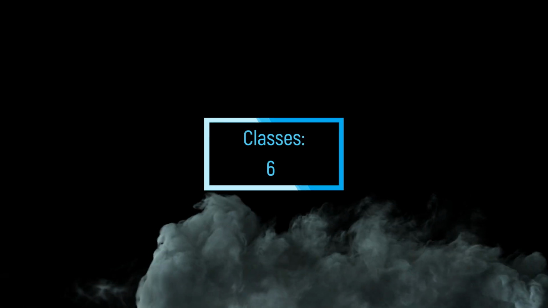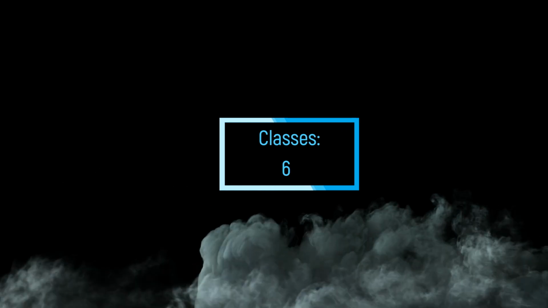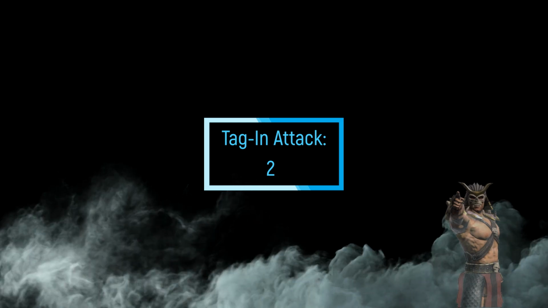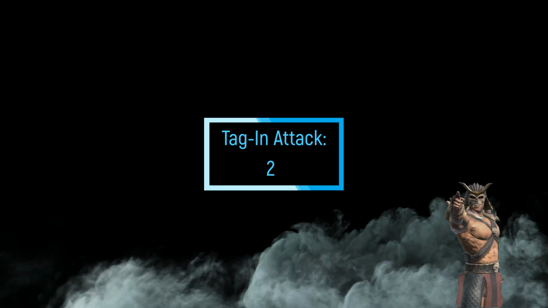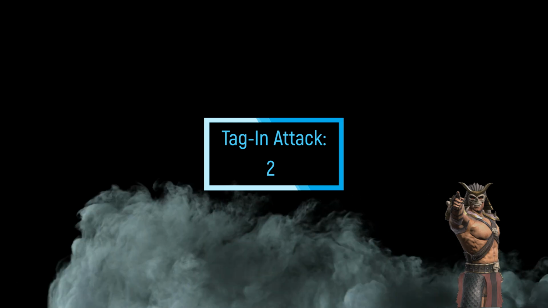The classes are very self-explanatory. If you belong to one class you get 1 point, if you belong to 3 classes you get 3 points, and so on. And the last thing should be tag in attack. Again, very self-explanatory. If a character has tag in attack, he gets 2 points. If he doesn't, he gets no points.